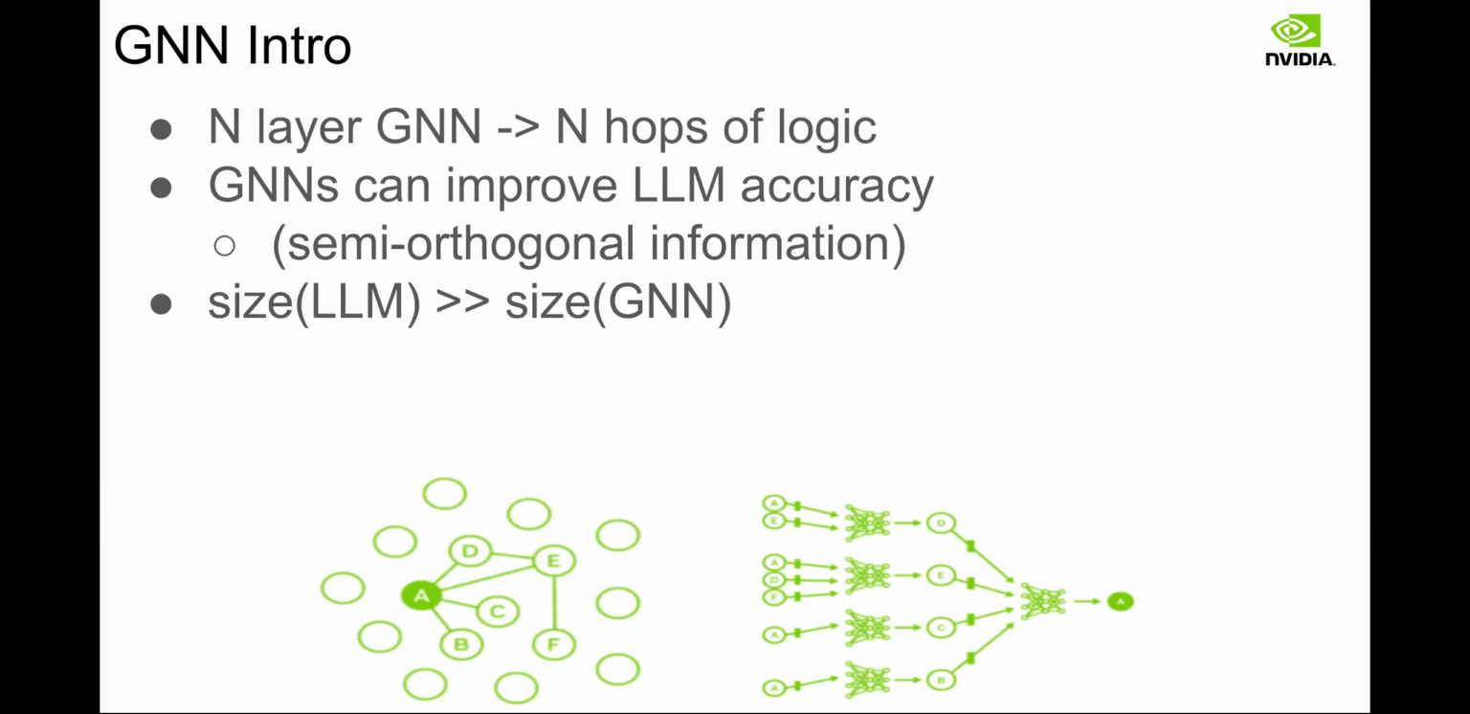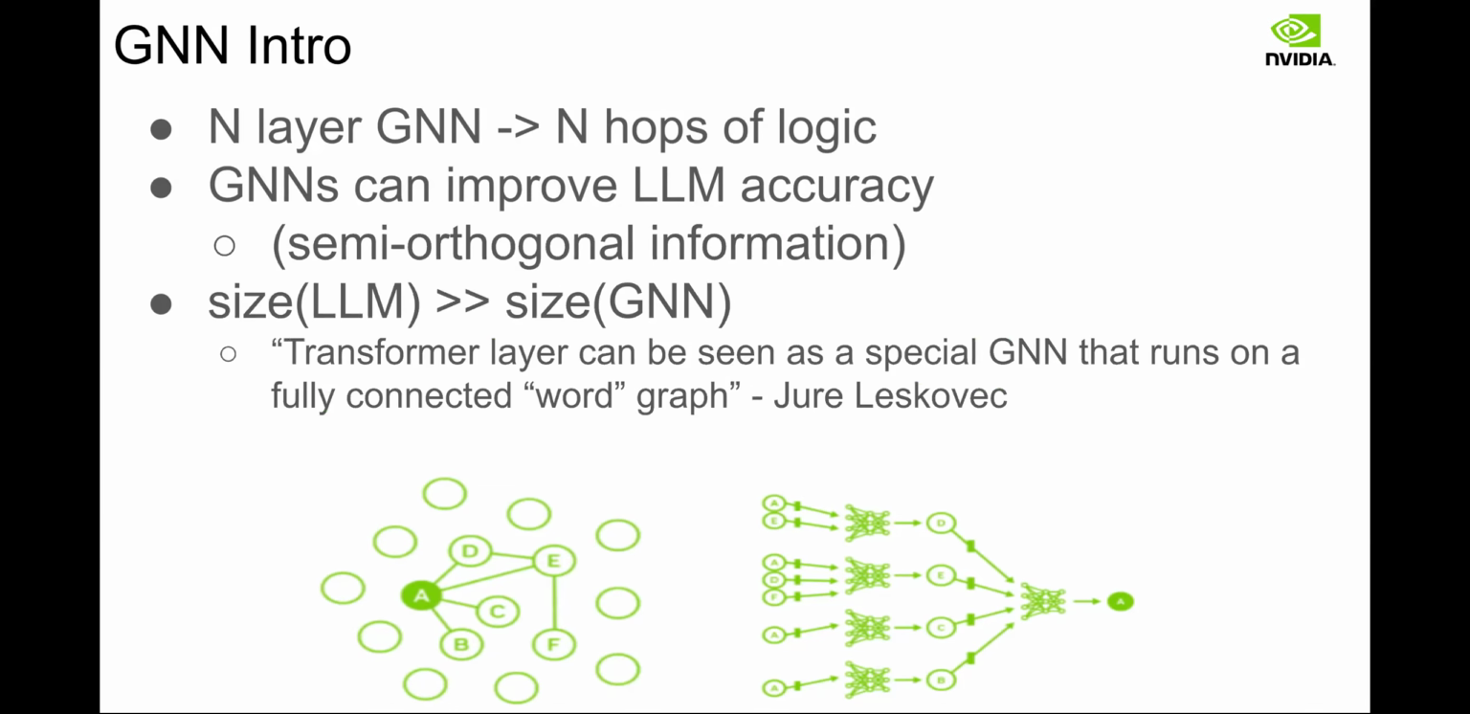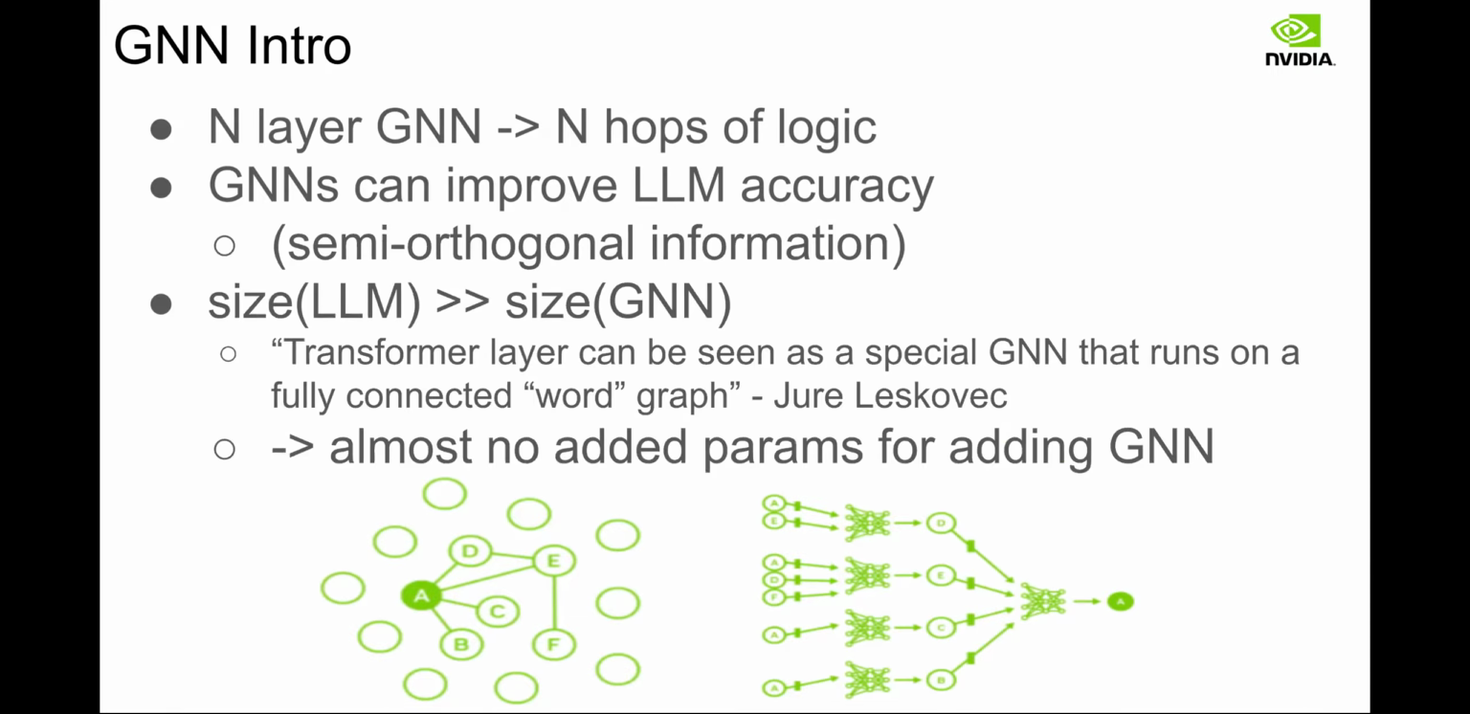LLMs tend to be much larger than GNNs. A transformer layer is essentially a GNN on a fully connected graph between tokens. However, the transformer uses parameters to learn the importance of each connection, while GNNs do not need to parameterize how entities are connected, since the graph data provides this information. As a consequence, adding in GNNs has almost no effect on the total number of parameters, as we saw with the Stark Prime example.